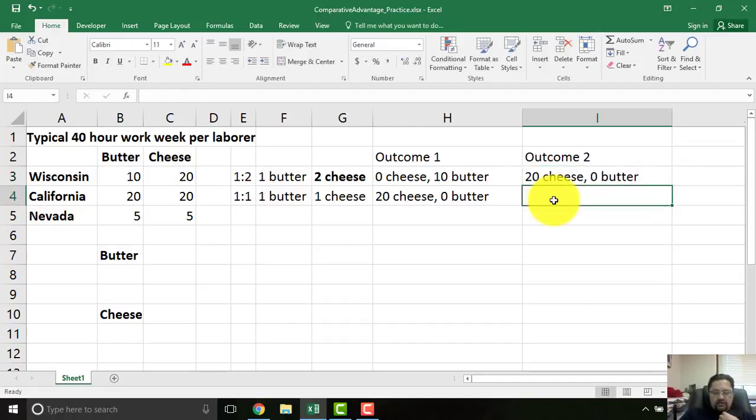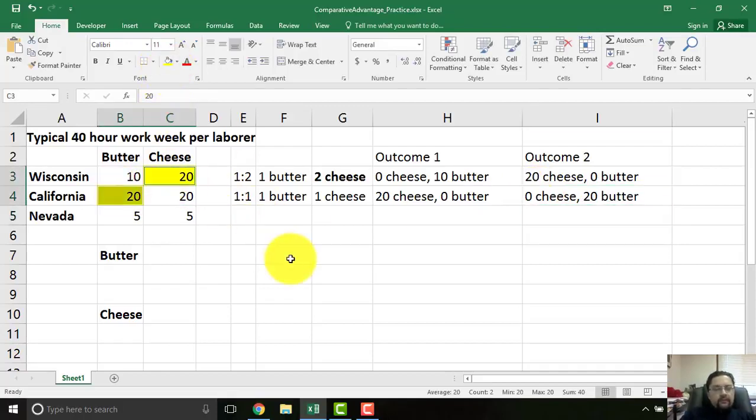And over here, we will have, because there's no difference, right? That's a 1-to-1 ratio. Whether we produce butter or cheese, we'd be getting away with 1 over 1. So what you'll do here is 0 cheese, and you'll still get 20 units of butter. Okay? The reason for that is we're using these numbers here, right?